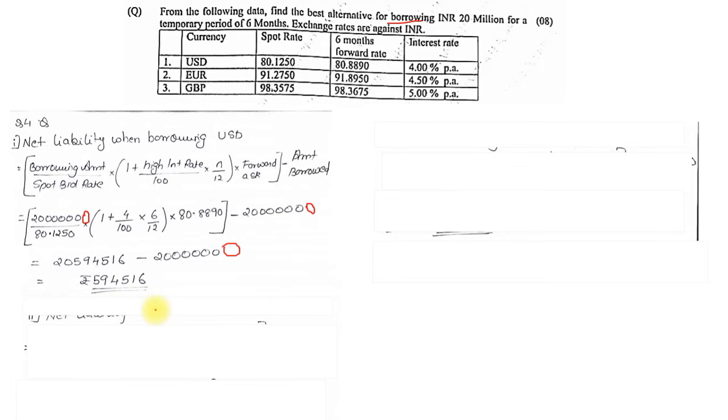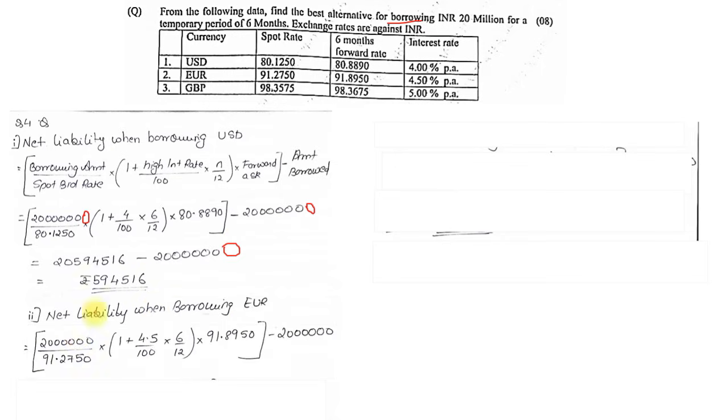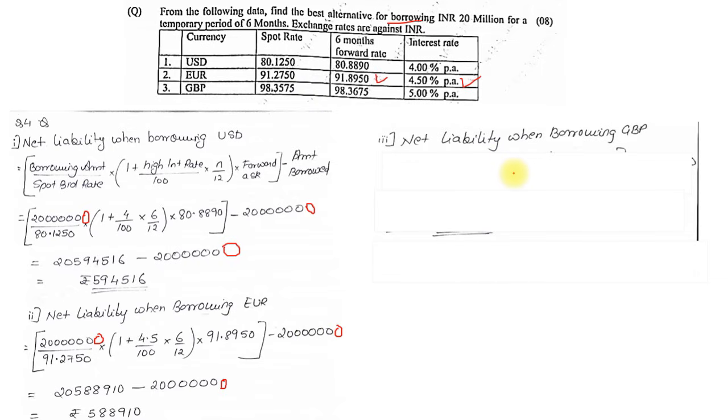Now in the same way we need to get it for euro. Net liability when borrowing from euro: we have 2 crores upon the spot rate 91.2750 into 1 plus the rate of 4.5, and the forward rate is 91, minus 2 crores. We get the value as 5,88,910.